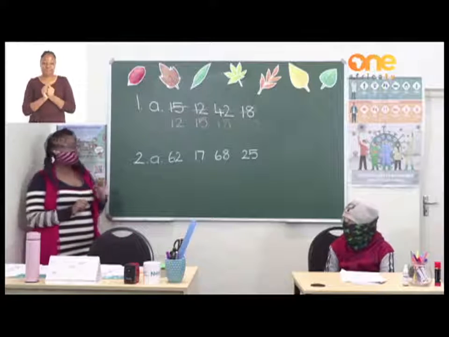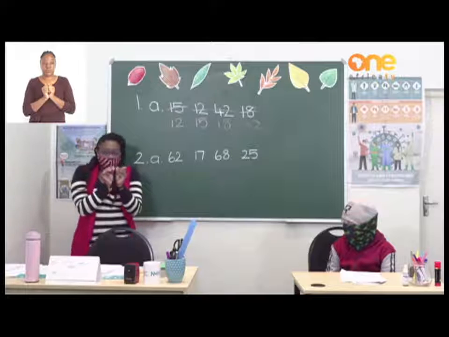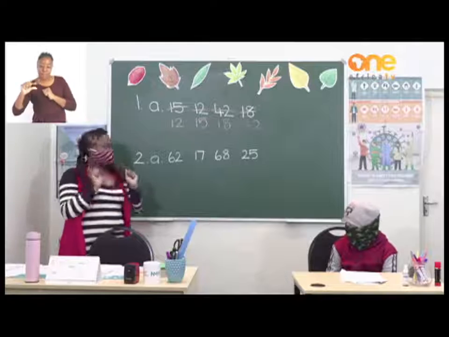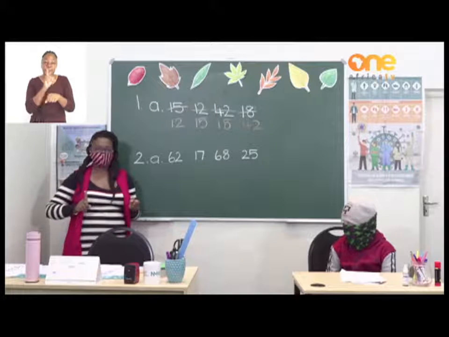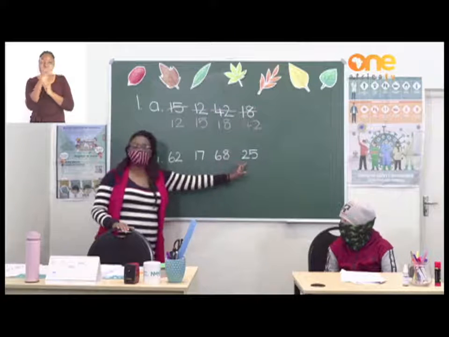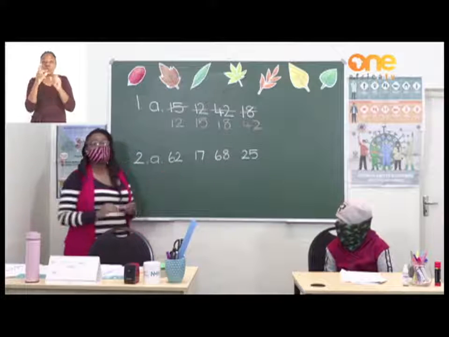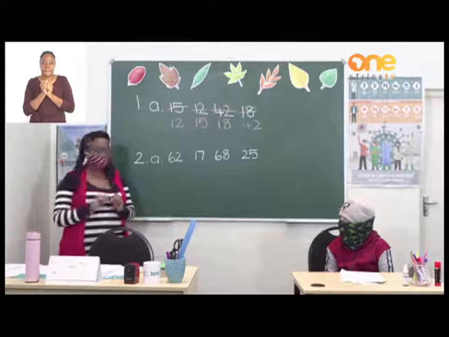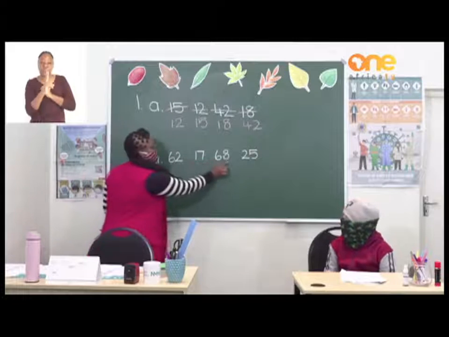Let's take a look at number 2A. This time, instead of making it from smallest to biggest, we are starting from biggest to smallest. Now, the first thing we always check is the first digit. Here we have 6, 1, 6, and 2. So it seems like the bigger digits here are the 6s. Then, if we see that they are the same, we are going to have to check the second digit. Let's take a look at 62. We have 2 here, and we have 8.